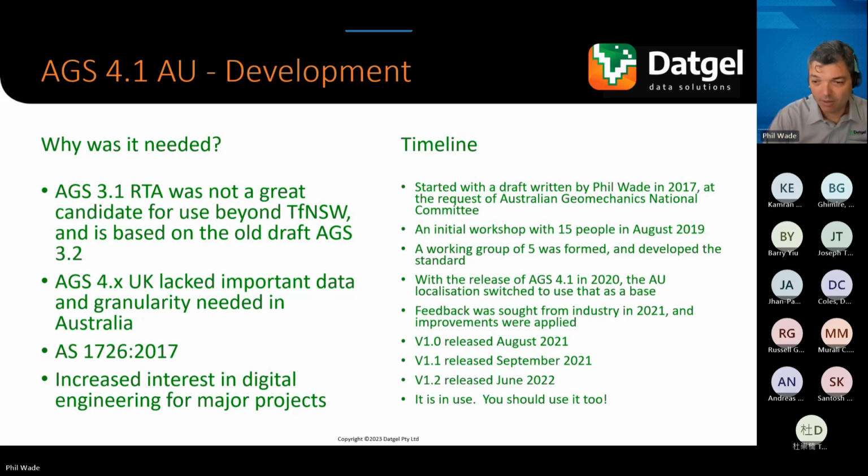So finally, in 2020, we released the AGS 4.1. Oh, actually, sorry, mistake there. AGS 4.1 was released in the UK in 2020, so we had to switch from 4 to 4.1. And then in 2021, we released some drafts, and finally a final version in 2022 with a few fixes. There are still a couple of bugs left, but they're not really of any importance. Anyway, it's ready to use, it's ready to go. People are using it.